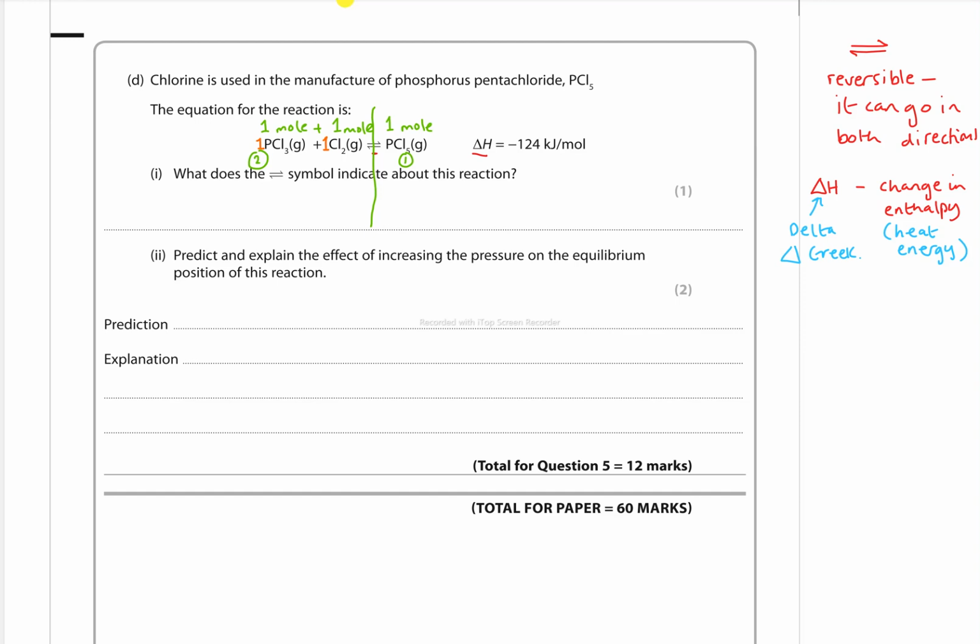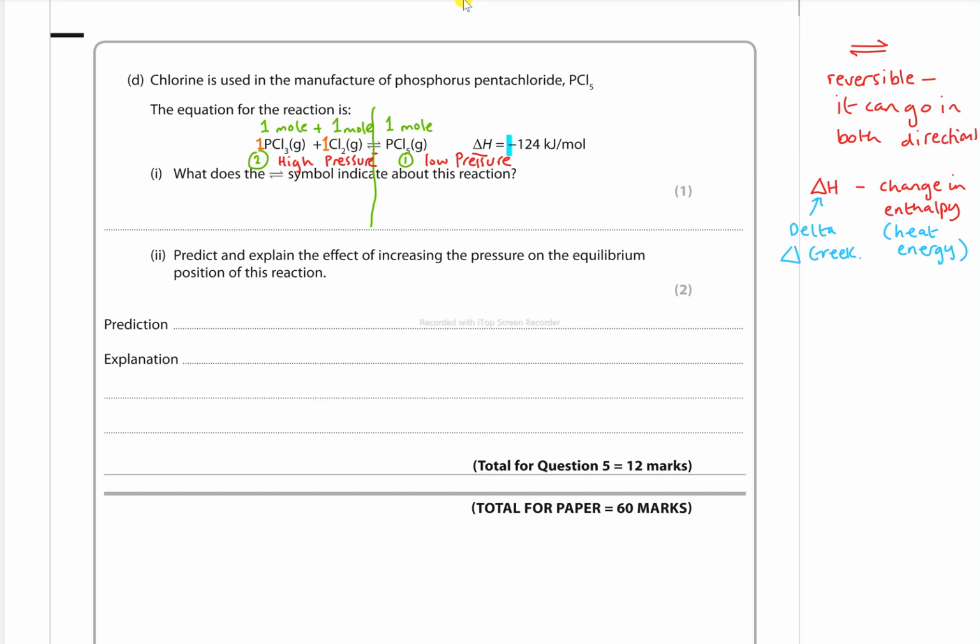Now the side with the most moles has got the higher pressure. So this is high pressure. I'm gonna write pressure, and I've got low pressure on this side.